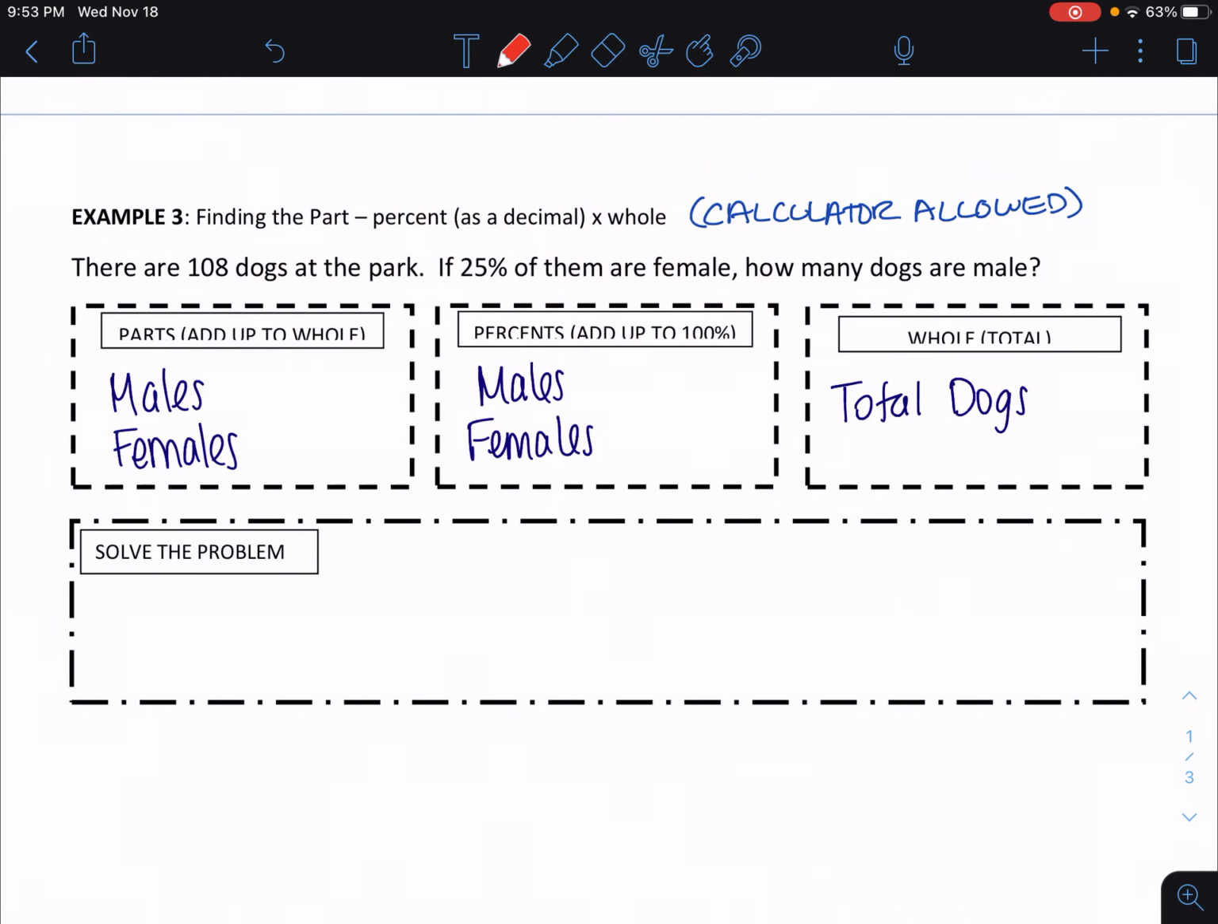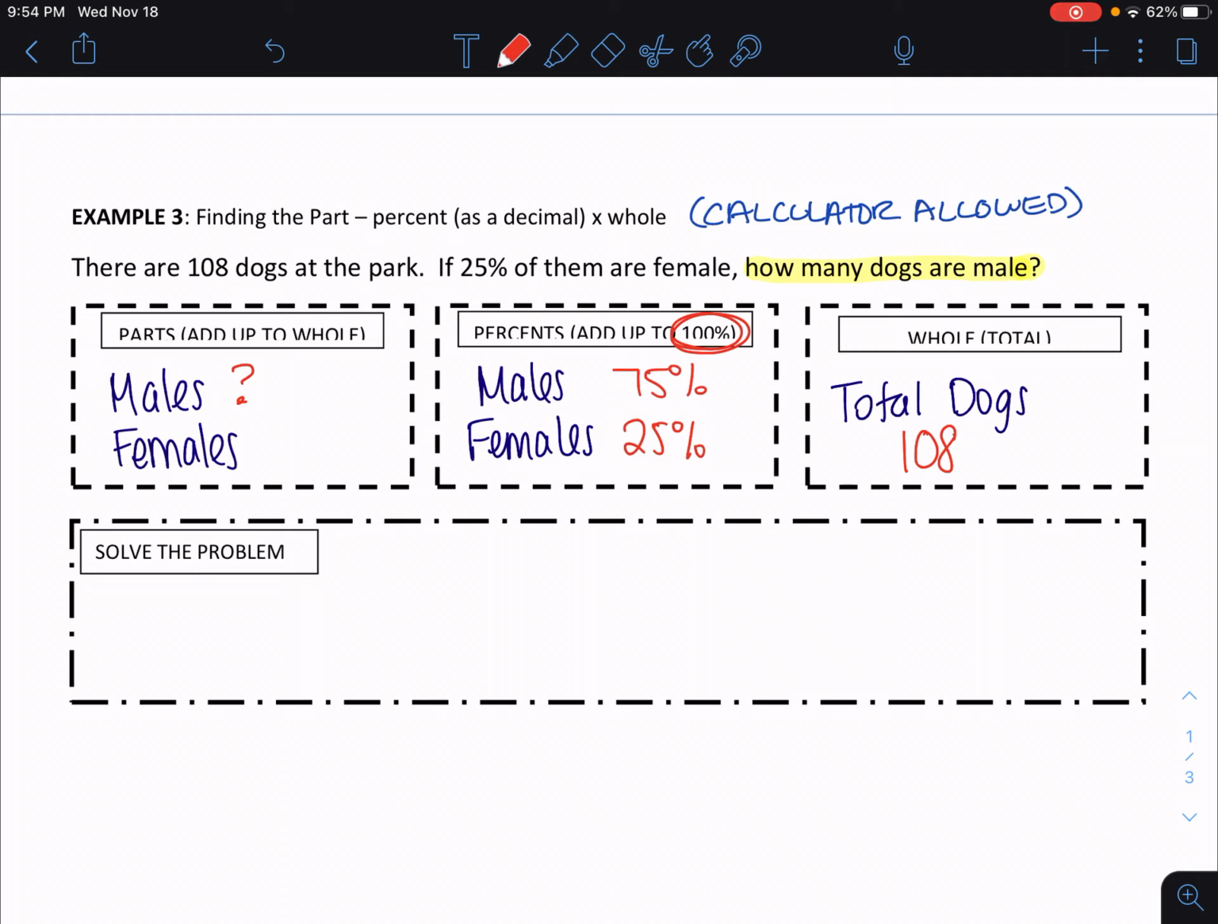So now I'm going to put in my numbers. There are 108 dogs at the park. So there are 108 total dogs. 25% of them are female. That means 75% of them are male, because I need to get to 100%. And I want to know how many dogs are male. So here's my question. That means under my parts category, the males is going to be a question mark.